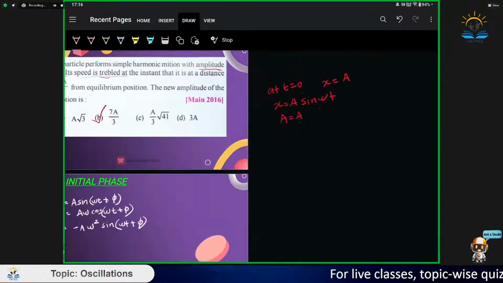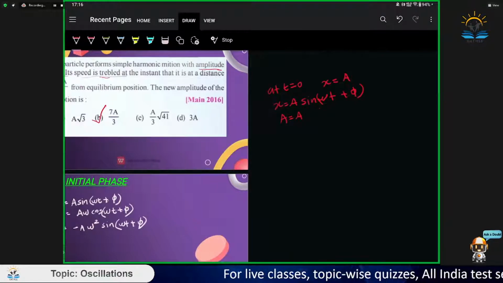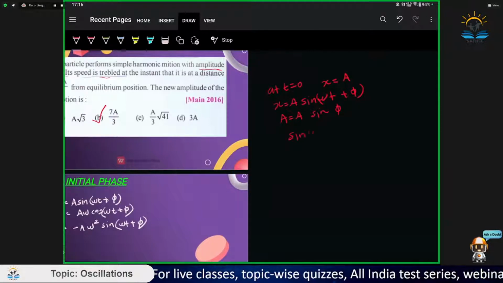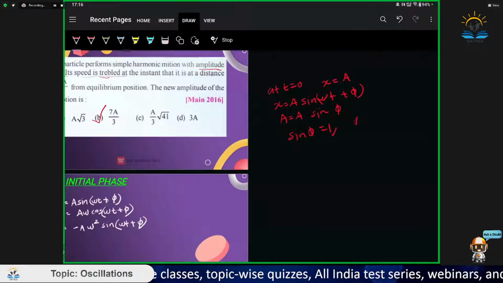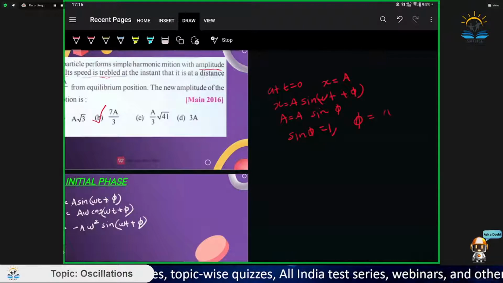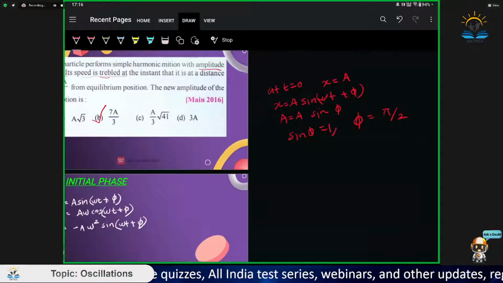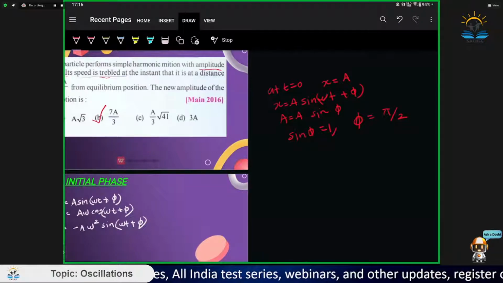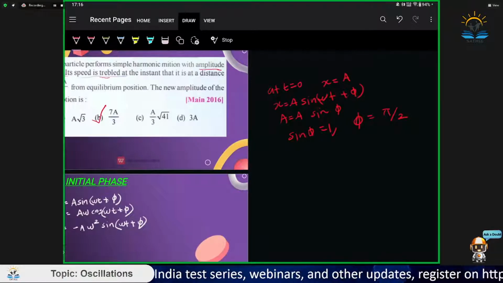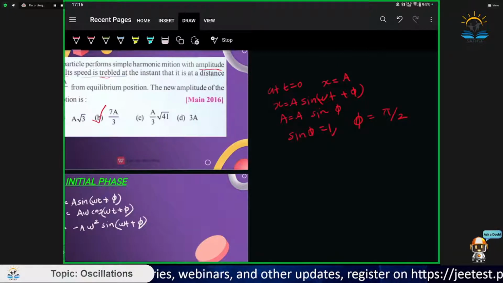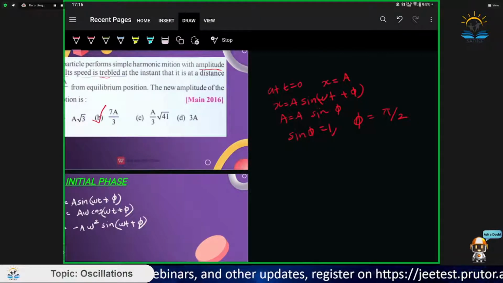So if this is starting, it will have a phase, right? Why? Because it is not starting from equilibrium. A sin phi, so sin phi will be 1. That means here phi will be pi by 2. That is the concept of initial phase.